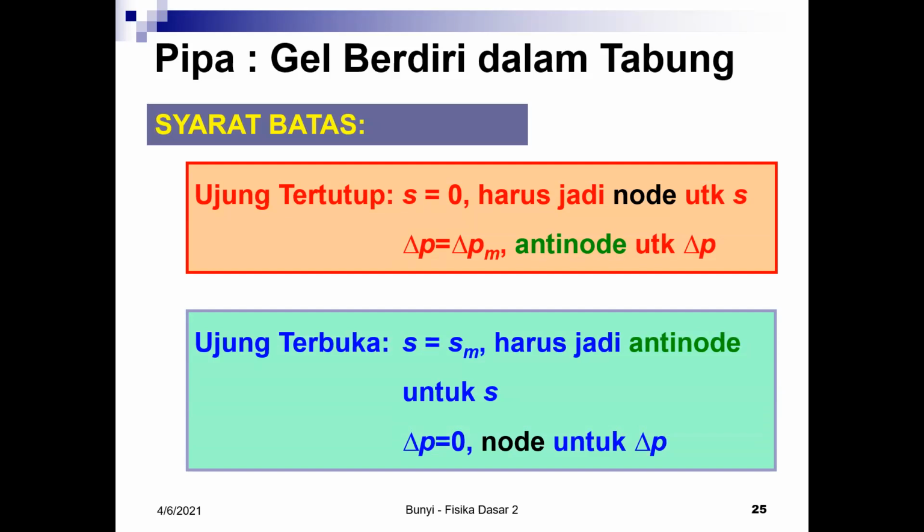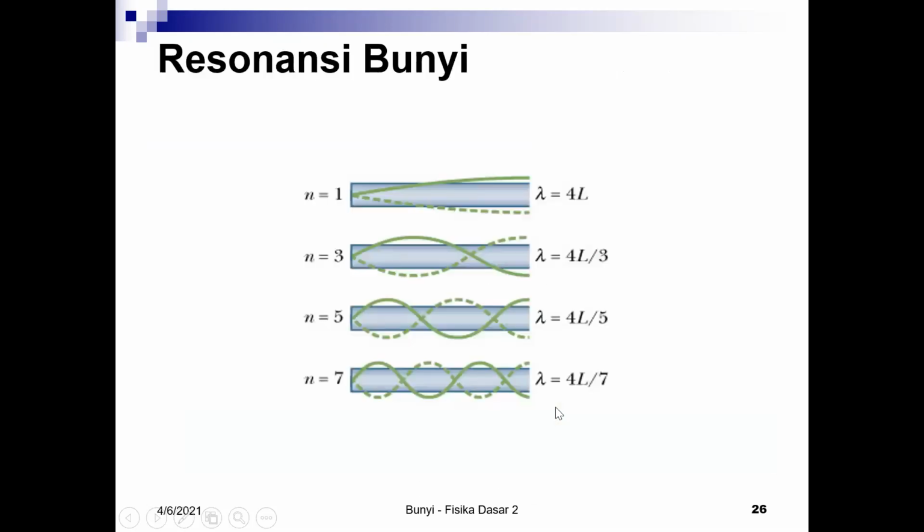Sebaliknya, kalau ujung terbuka, tadi ini adalah fixed end, yang ini free end atau open end. Kalau ujung terbuka, S-nya sama dengan S maksimum, jadi anti-node, sedangkan delta P jadi 0, jadi node. Ini contohnya seperti ini.